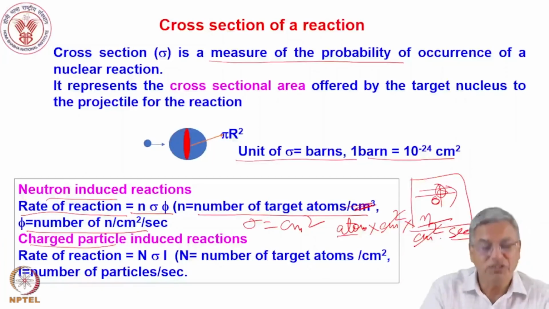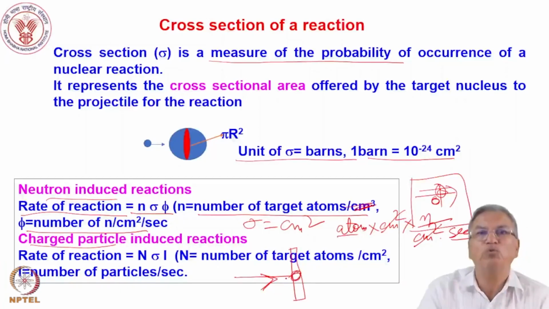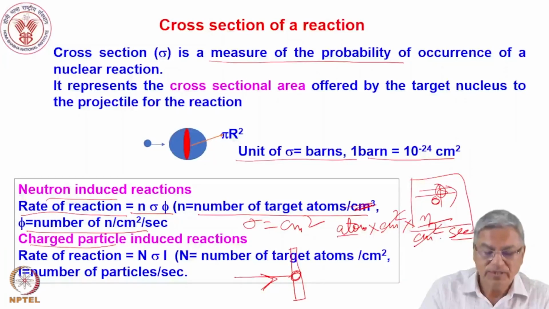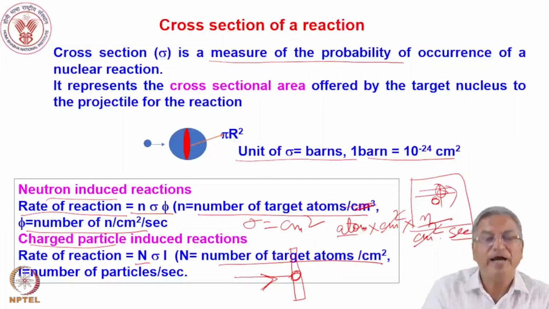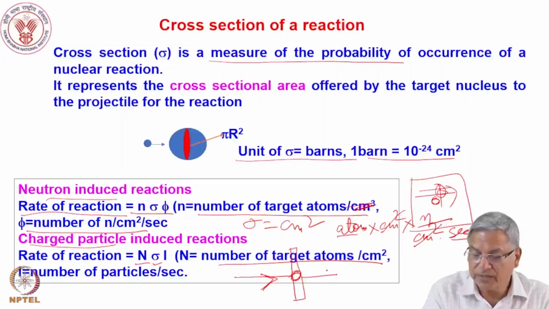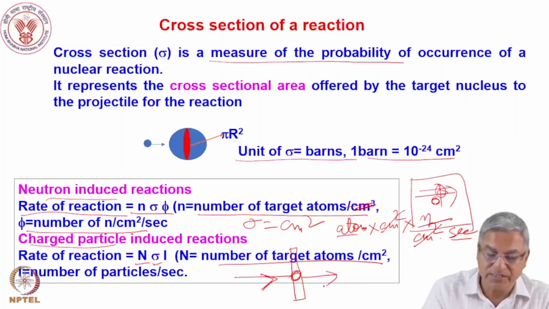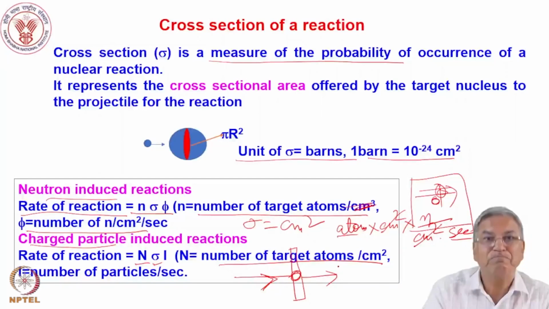In the case of charged particle induced reaction, if you have a target, you don't have a sea of charged particles, but you will have a beam which will bombard the target. So in the target, only a small area is exposed to the beam. And therefore, the number of target atoms is not the total number of atoms, but it is the target atoms per centimeter square. The unit area, how many atoms are present in the target. Sigma is the cross section, and the beam falling on the target is now not per centimeter square per second, but it's the number of particles falling on the target per second.